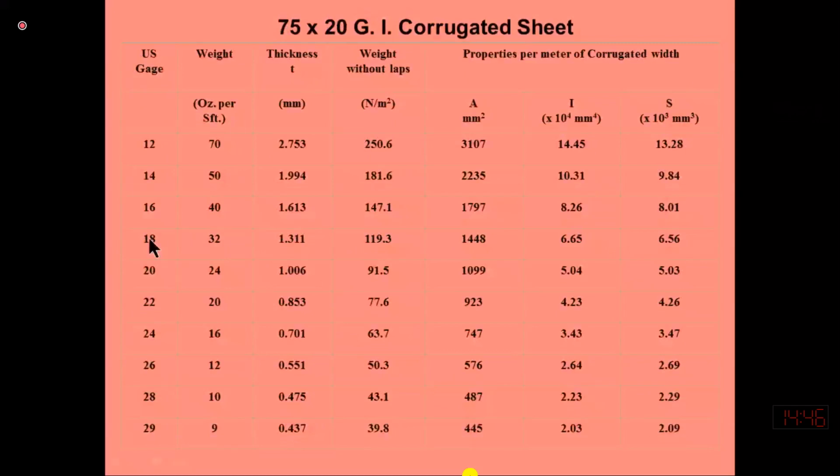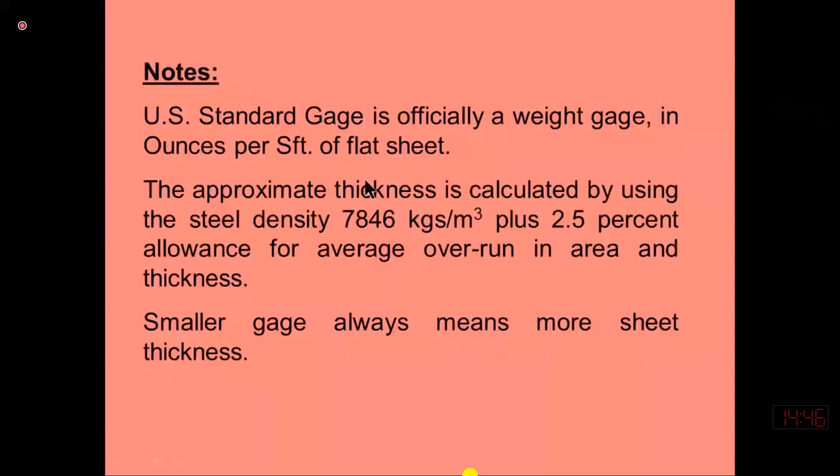There are some terminologies that we need to discuss before designing the roof sheeting. The US standard gauge is officially a weight gauge in ounce per square feet of a flat sheet, but we are converting this weight from ounce per square feet to Newton per meter. Actually this weight is computed by assuming the sheet is flat, without any calculation for corrugation, for simplification. The approximate thickness is calculated by using the steel density plus 2.5% allowance for average overrun in area and thicknesses.